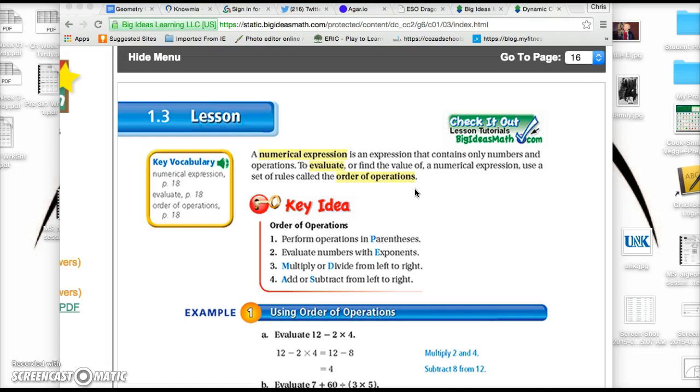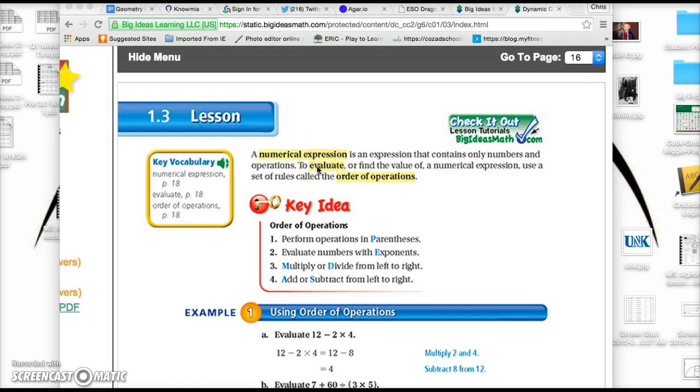What we're working on in 1.3 is the order of operations. Some of you remember it as the acronym PEMDAS. And so what we'll talk about here is how to properly evaluate an expression. First of all, a numerical expression is an expression that contains only numbers and operations. So you're not going to have any variables here. You're going to have just numbers that you need to operate on.